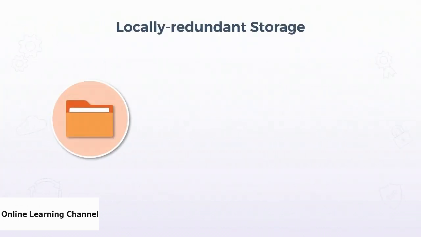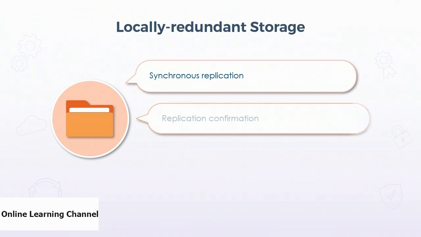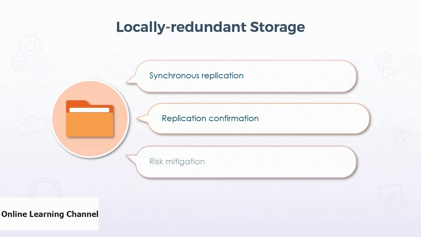Locally redundant storage, or LRS, copies data 3 times synchronously in a primary region for a single physical location. And again, as mentioned, this is the cheapest replication option. Write requests that use locally redundant storage return successfully once the data is written to all 3 replicas. This is known as replication confirmation. To mitigate this risk, Microsoft recommends using zone redundant storage, so storage across multiple zones, geo-redundant storage, or geo-zone redundant storage.